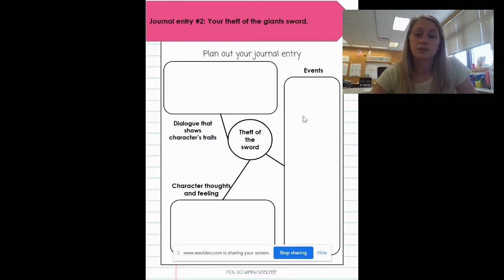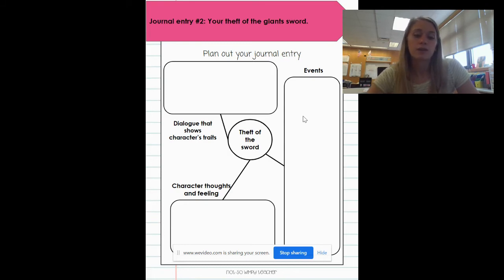I would start with events first. We want to make sure we go in order of the events that happened during the theft of the sword. So we might have to go back and reread and look at what happened first, what happened second, third, and then finally what happened at the end. That way we know where to start our story and we make sure we go in sequential order.